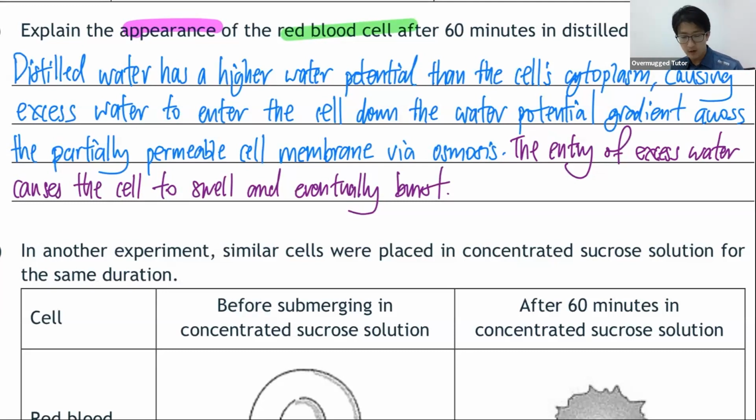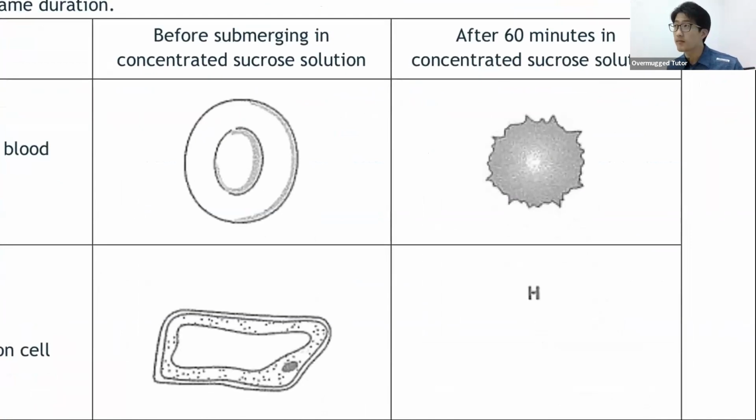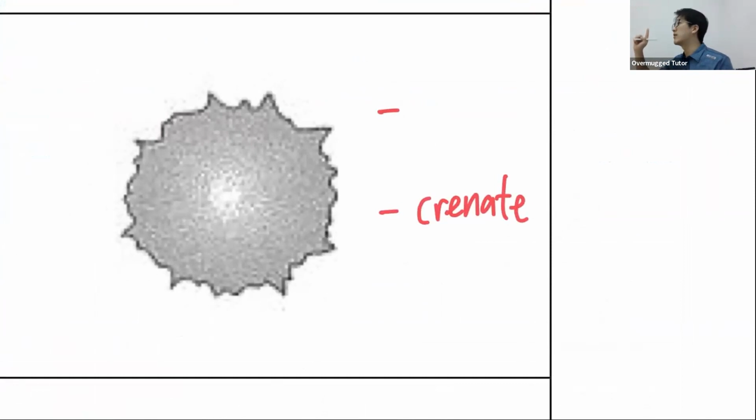Okay, so now conduct another experiment that's similar, but instead of distilled water, I put it into concentrated sucrose solution. Okay, just now the red blood cell swelled and burst. Now what happened? Very good, but that is the second word. So just now swell, then burst, now shrink, then crenate.